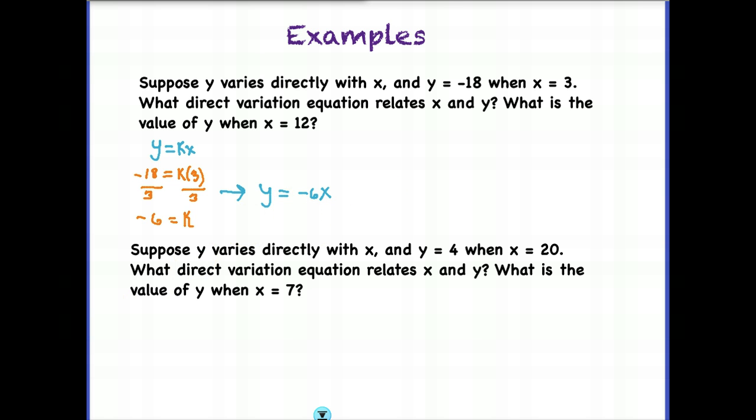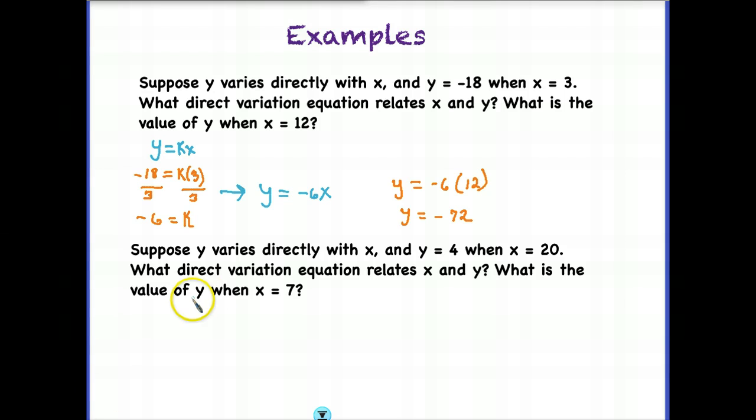Now I can do part 2, which says what is the value of y when x is 12? All right, so using this same equation, I have my y, and I have my constant of variation. I'll plug in a 12 for x and solve for y. So y is going to be equal to negative 6 times 12. 6 times 2 is 12, carry the 1. 6 times 1 plus 1, that would be 6 plus 1 is 7. So there's our second answer, negative 72.